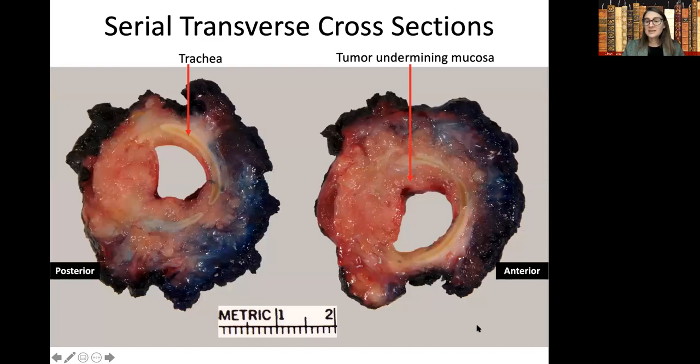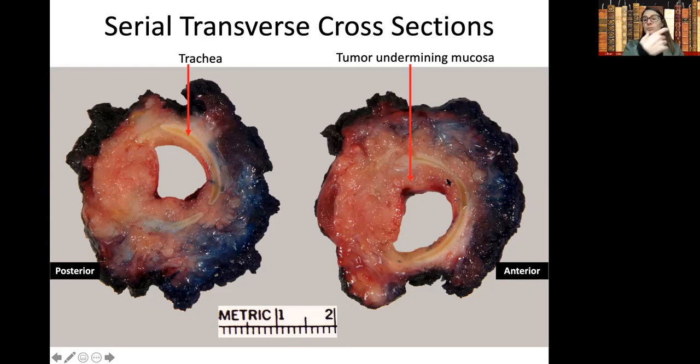This is a second example of a different specimen, more in the fresh state as opposed to the fixed state. Again, you could see the tracheal rings. You can see this friable reddish tumor, in this case, kind of wrapping around posteriorly to invade the trachea from the posterior surface and then undermining the mucosa, as you can see here in this picture.